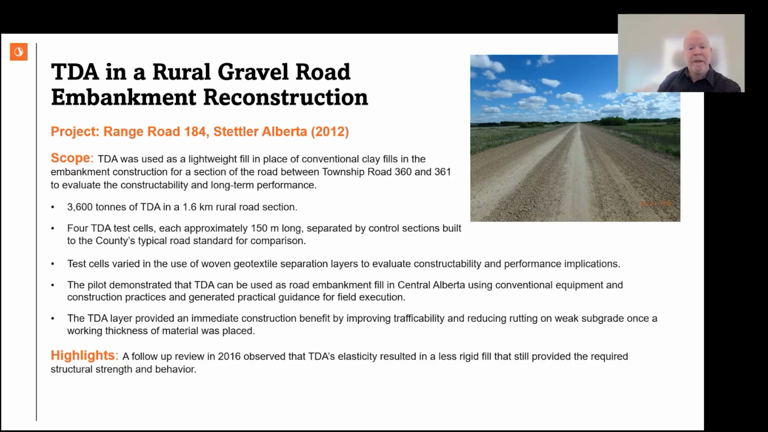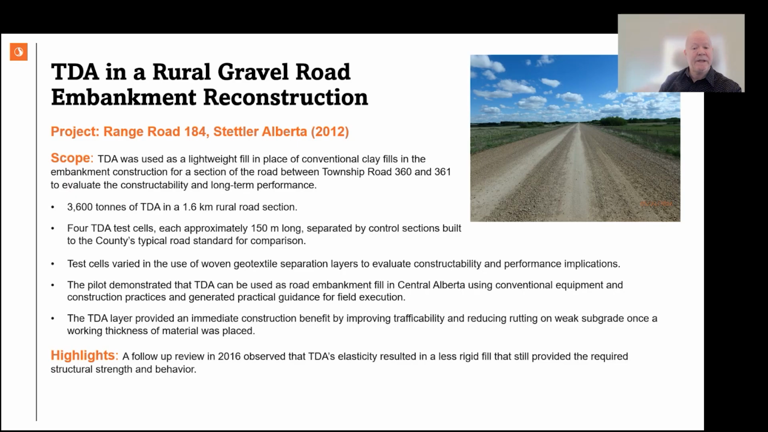This third example is an Alberta rural gravel road repair application. So Alberta also has a significant history of successfully using TDA for road building. In 2012, ARMA collaborated with the County of Stettler to use TDA as lightweight fill in place of conventional clay. The project involved construction of an embankment for a section of Range Road 184, located 40 kilometers southeast of Stettler. The project used 3,600 tons of TDA in a 1.6 kilometer rural road section.